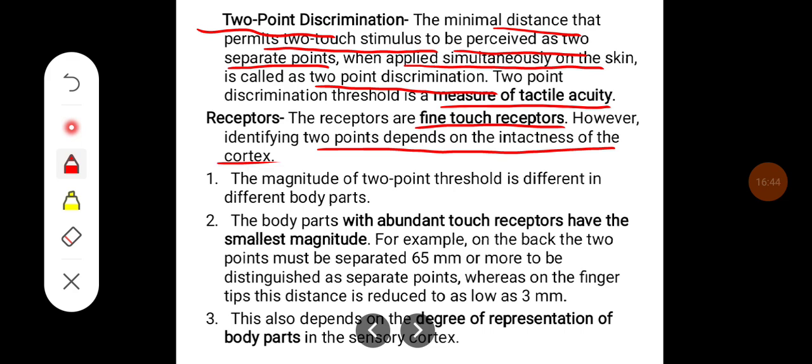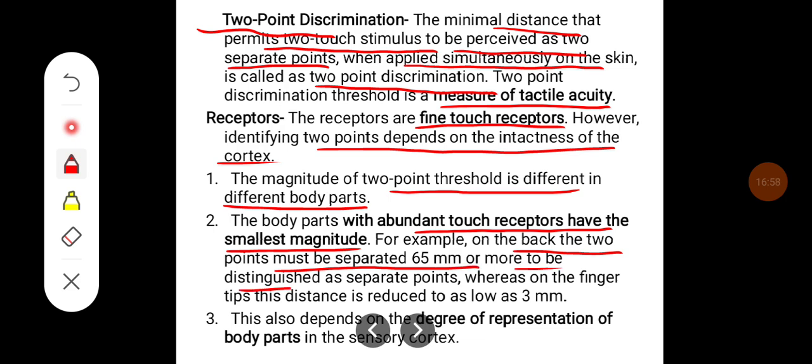The magnitude of the 2-point threshold is different in different body parts. The body parts with abundant touch receptors have the smallest magnitude. For example, on the back, the 2 points must be separated 65 millimeters or more to be distinguished as separate points, whereas on the fingertips, this distance is reduced to as low as 3 millimeters. This also depends on the degree of representation of the body parts in the sensory cortex.